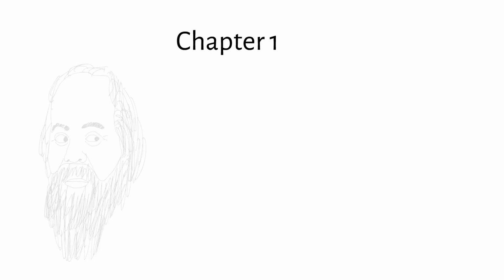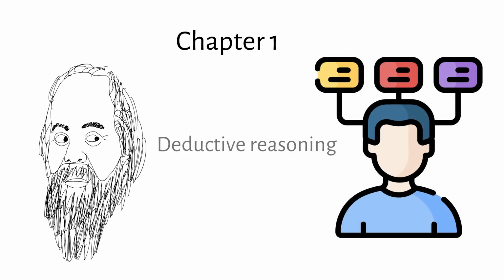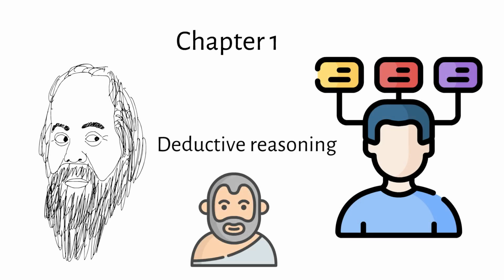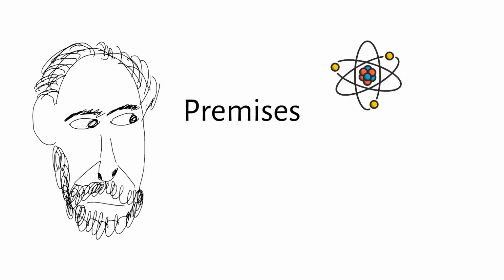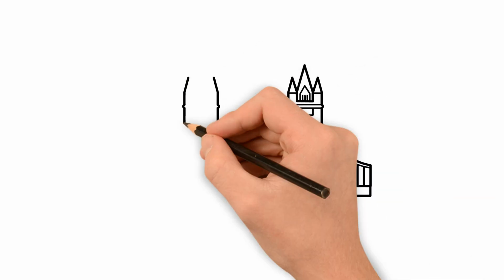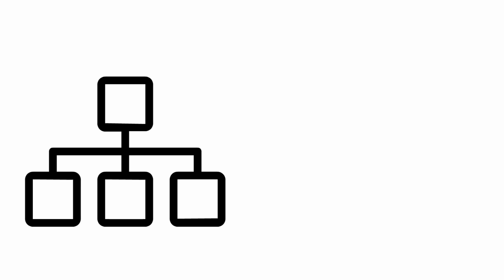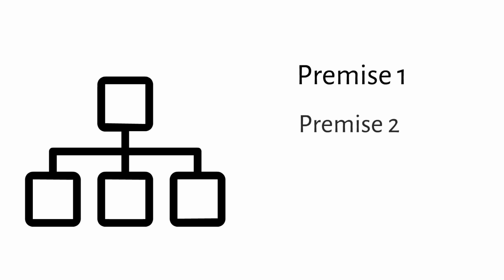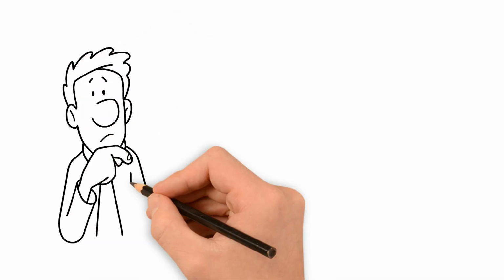Chapter 1. What is syllogism? Syllogism is a form of deductive reasoning introduced by the Greek philosopher Aristotle. It uses two statements known as premises to arrive at a logical conclusion. Think of it as a bridge that connects two ideas to form a third. The classic structure is premise 1 and premise 2 equals conclusion. When the premises are true, the conclusion logically follows.